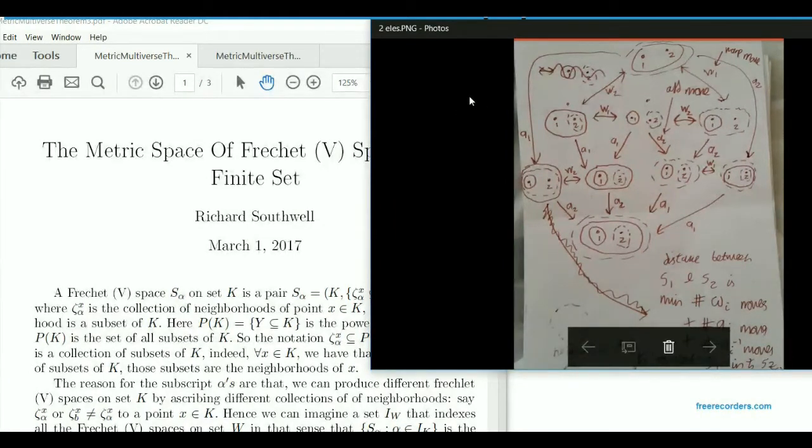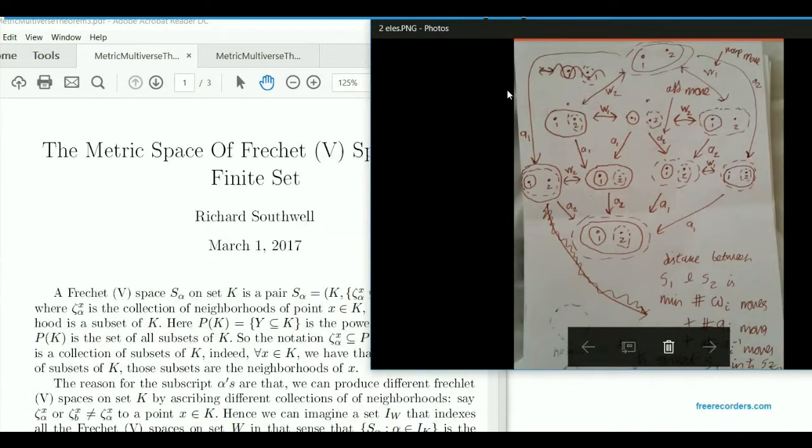Now, what can we do from this particular Fréchet V space? Well, one thing we can do is a warp operation, which I denote by W1, warping 1. Essentially, we're replacing the type of neighbourhood, this black circle here, with a different type of neighbourhood. Before the warp, this neighbourhood of point 1 was containing points 1 and 2.